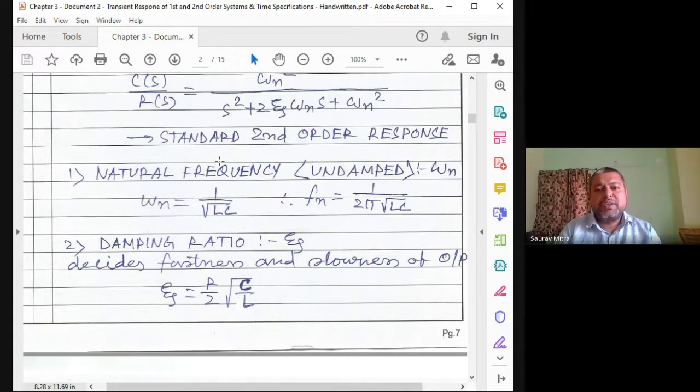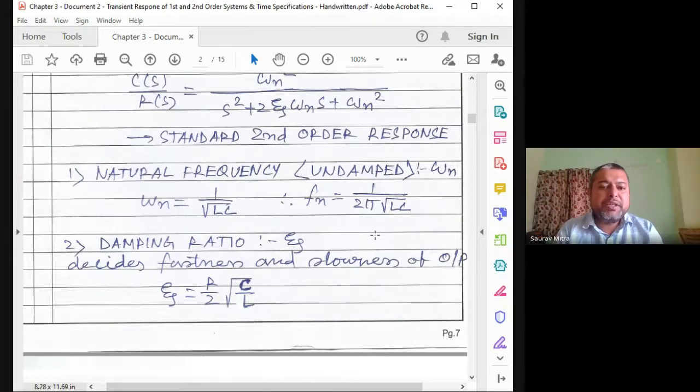One is called the natural response, omega n, that is 1 by root LC. Fn is equal to 1 by 2 pi root LC, because omega n is equal to 2 pi Fn. The unit of omega n is radian per second. So Fn is equal to 1 by 2 pi root LC, and the unit is hertz. So the first thing we are supposed to find out is Fn, that is the natural frequency for any system. That is the first very important parameter in a second order system.